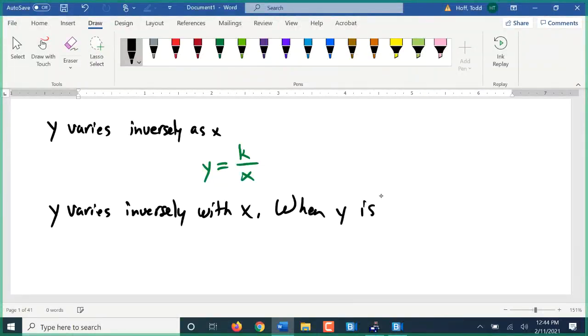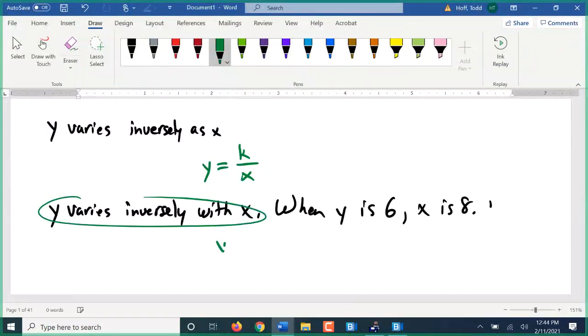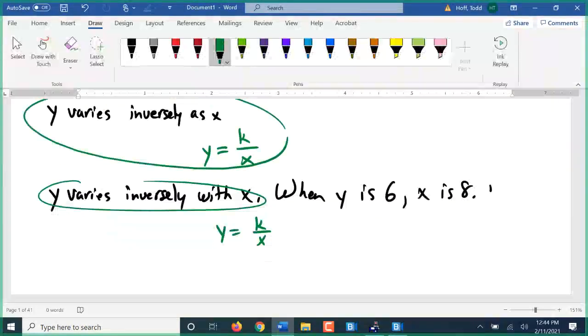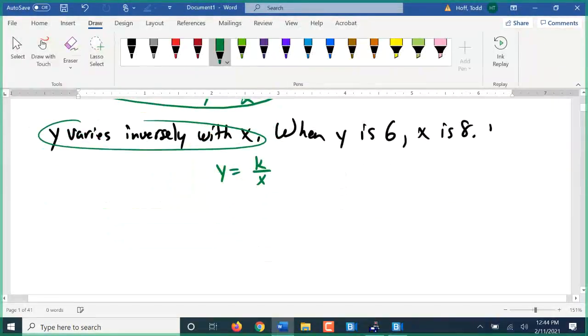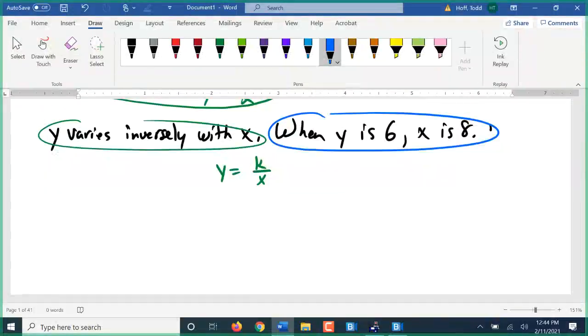When y is 6, x is 8. So y varies inversely with x is still y equals k over x, just like it was up above here. When y is 6, x is 8. Well, this is that known condition, further defining the relationship. So we can put in 6 for y, 8 for x.